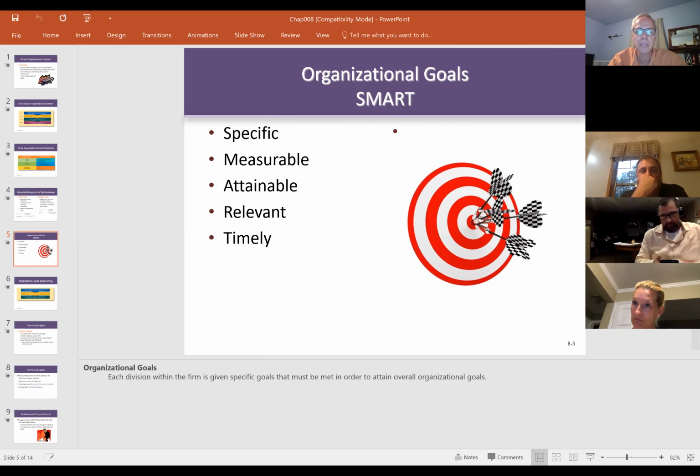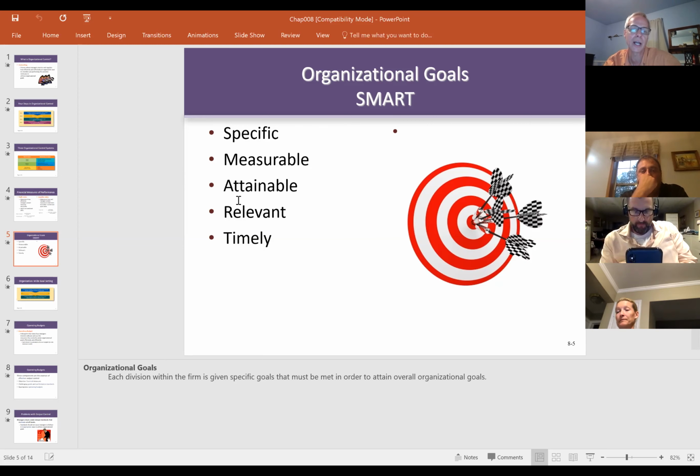A goal needs to be obtainable, right? If I give you a goal to go run a 4-minute mile and you don't have a snowball's chance to achieve that 4-minute mile, then you're not going to try, right? So goals should be within reach. If they're too far out of reach, people are just not going to try.